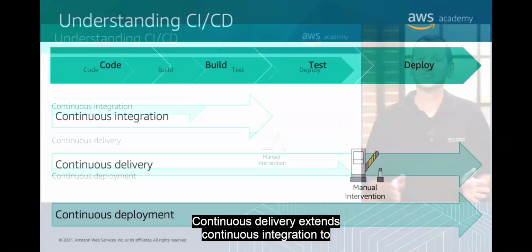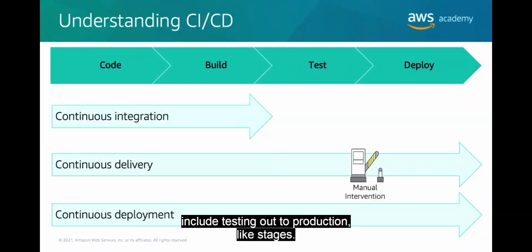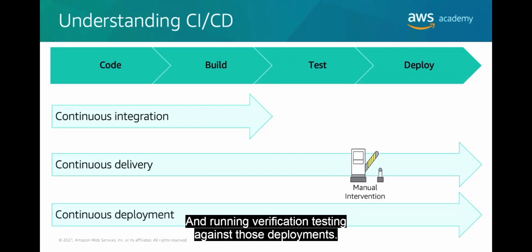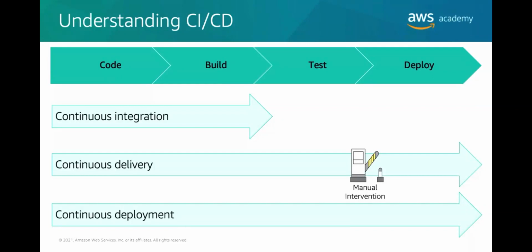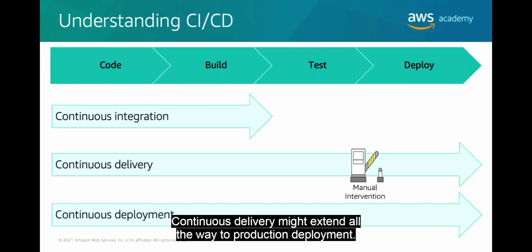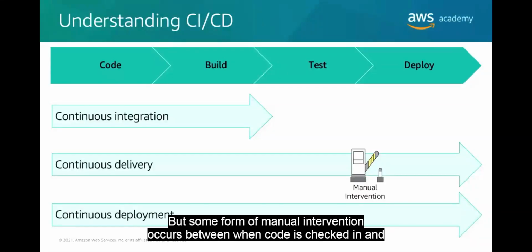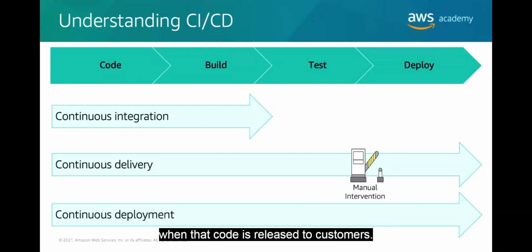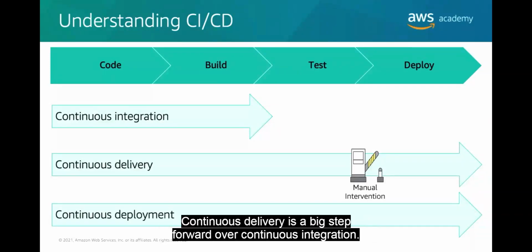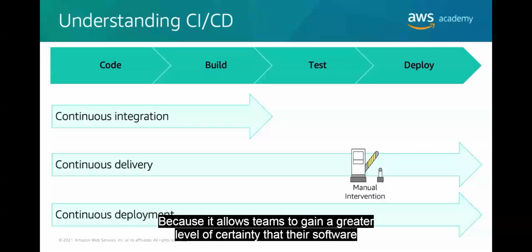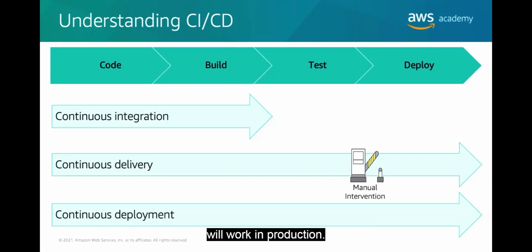Continuous delivery extends continuous integration to include testing out to production-like stages and running verification testing against those deployments. Continuous delivery might extend all the way to production deployment, but some form of manual intervention occurs between when code is checked in and when that code is released to customers. Continuous delivery is a big step forward over continuous integration because it allows teams to gain a greater level of certainty that their software will work in production.